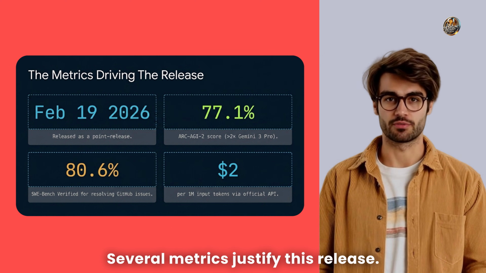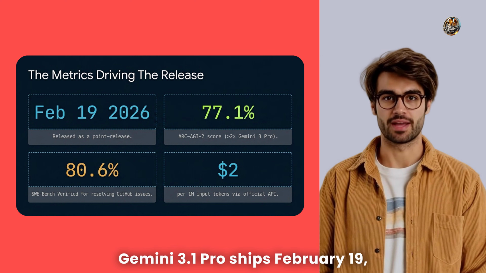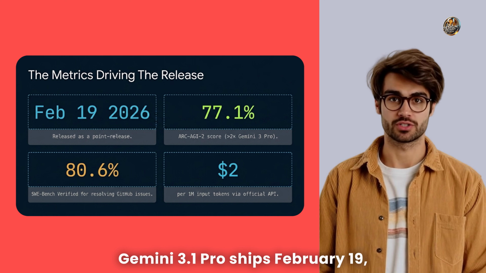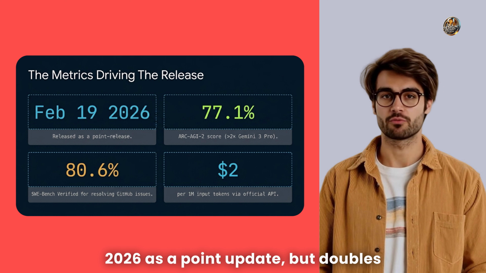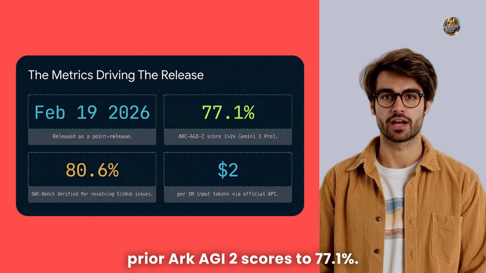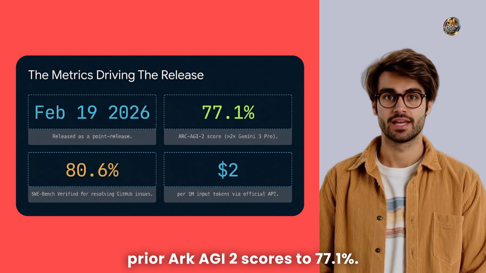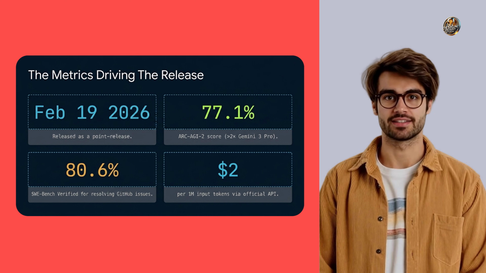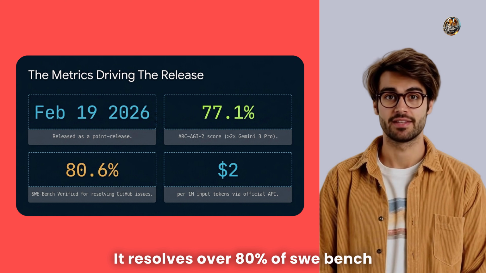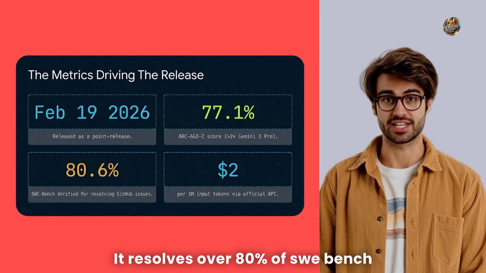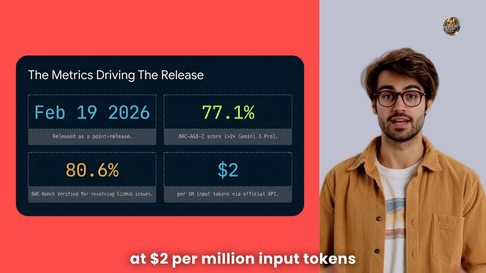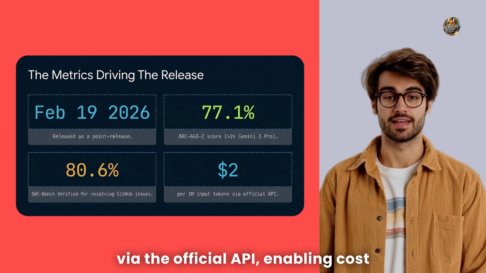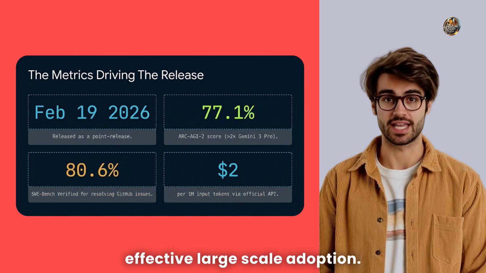Several metrics justify this release. Gemini 3.1 Pro ships February 19, 2026, as a point update, but doubles prior ARC AGI 2 scores to 77.1%. It resolves over 80% of SWE bench GitHub issues and is priced at $2 per million input tokens via the official API, enabling cost-effective large-scale adoption.